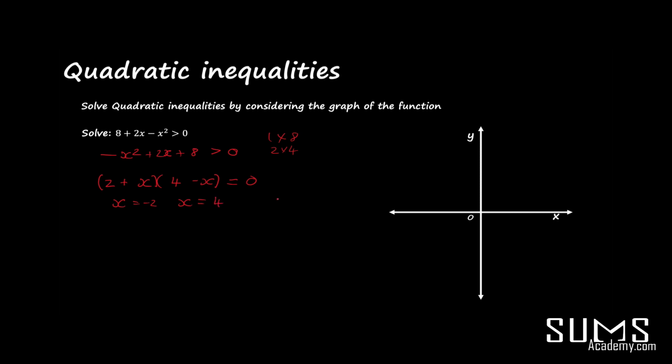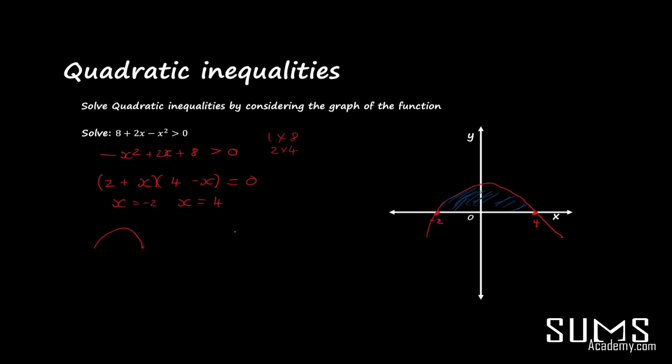So I've got negative 2 and 4 over here. This time it's actually a maximum turning point, because of the negative coefficient at the front. So my graph is going to look like this. The question is asking me to solve for when this is greater than 0. Well, it's greater than 0 here, between these two values. The only time it's above 0 is when x is bigger than negative 2 and less than 4.